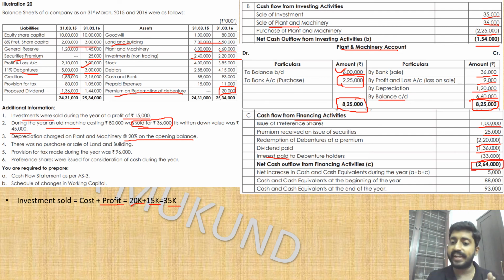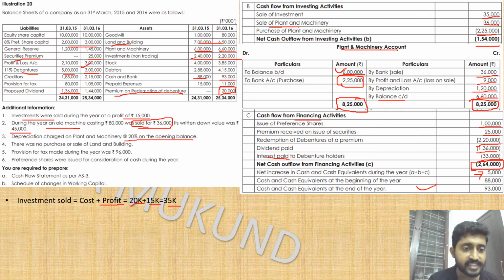So cash flow from financing activity plus cash flow from investing activity plus cash flow from operating activity, if you total, it's coming to 5,000. Let's check whether this answer is correct or not. As per the opening cash balance is 88,000 and closing cash balance is 93,000. 93,000 minus 88,000 is 5,000. So your answer is correct.